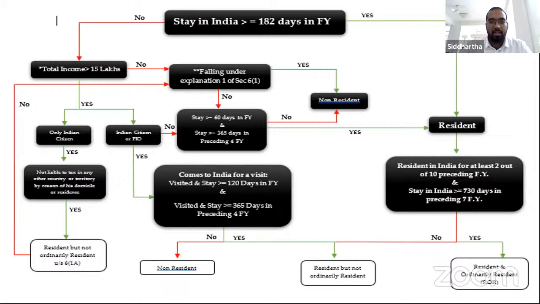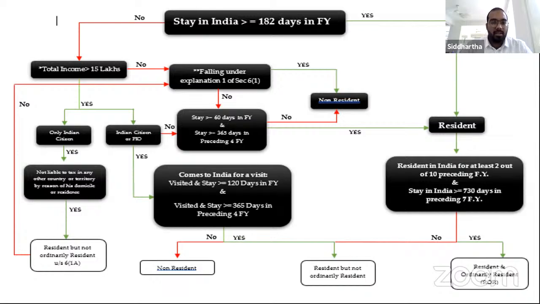If you are not falling within that criteria, then we have to look whether your stay in India for the current financial year for which you are determining residential status is exceeding 60 days, and your stay in the preceding 4 years is exceeding 365 days. If both of these criteria are satisfied, you become a resident in India. Then again the same series continues, as in you have to check whether you are ordinary resident or not ordinary resident. If you do not satisfy any of these criteria, you straightaway become a non-resident.